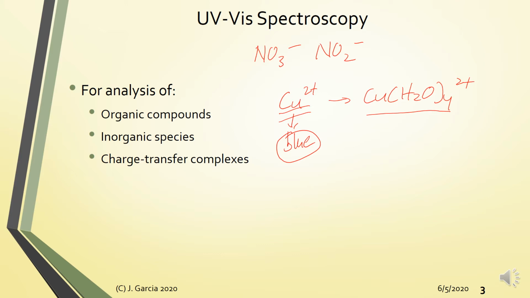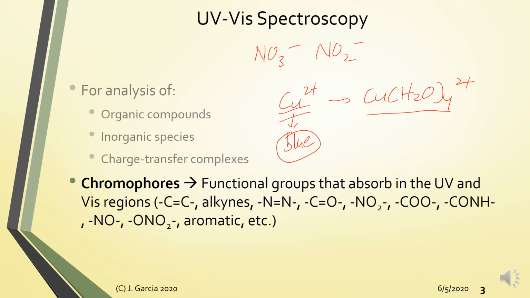So charge transfer complexes. Okay, now important term tinatandaan sa UV-Vis spectroscopy, it's not actually the whole molecule per se that absorbs UV visible radiation. Okay, but rather the absorption of electromagnetic radiation occurs more strongly doon sa tinatawag nating chromophores. Alright, so the chromophores are the functional groups that absorb in the UV and visible regions.